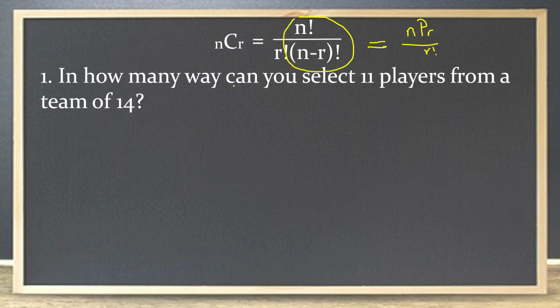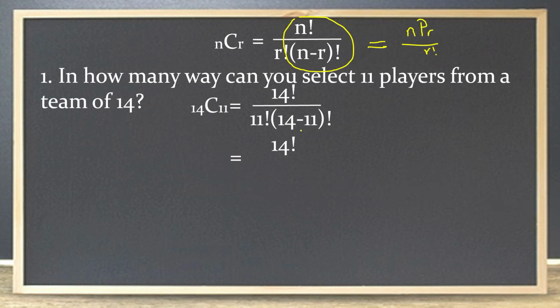So, but this is a combination problem. It means 14C11 is equal to 14 factorial over 11 factorial multiplied by (14 minus 11) factorial. So what we do here is we simplify. We have 14 factorial over 11 factorial, and 14 minus 11 is 3 factorial.